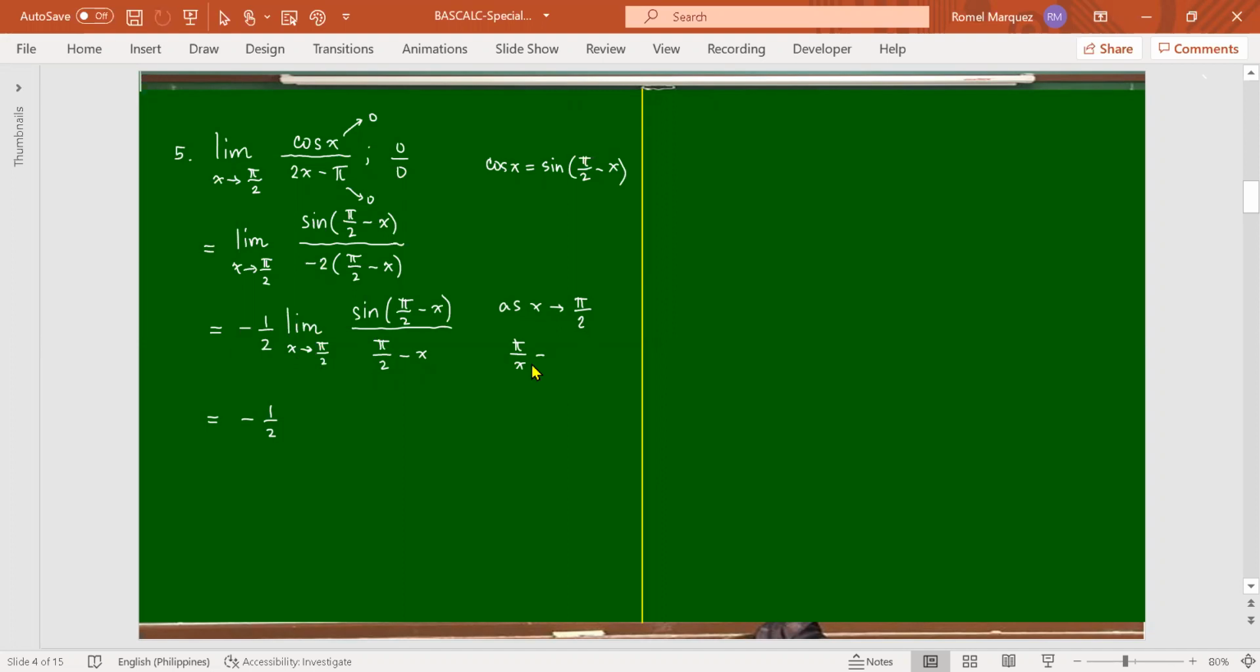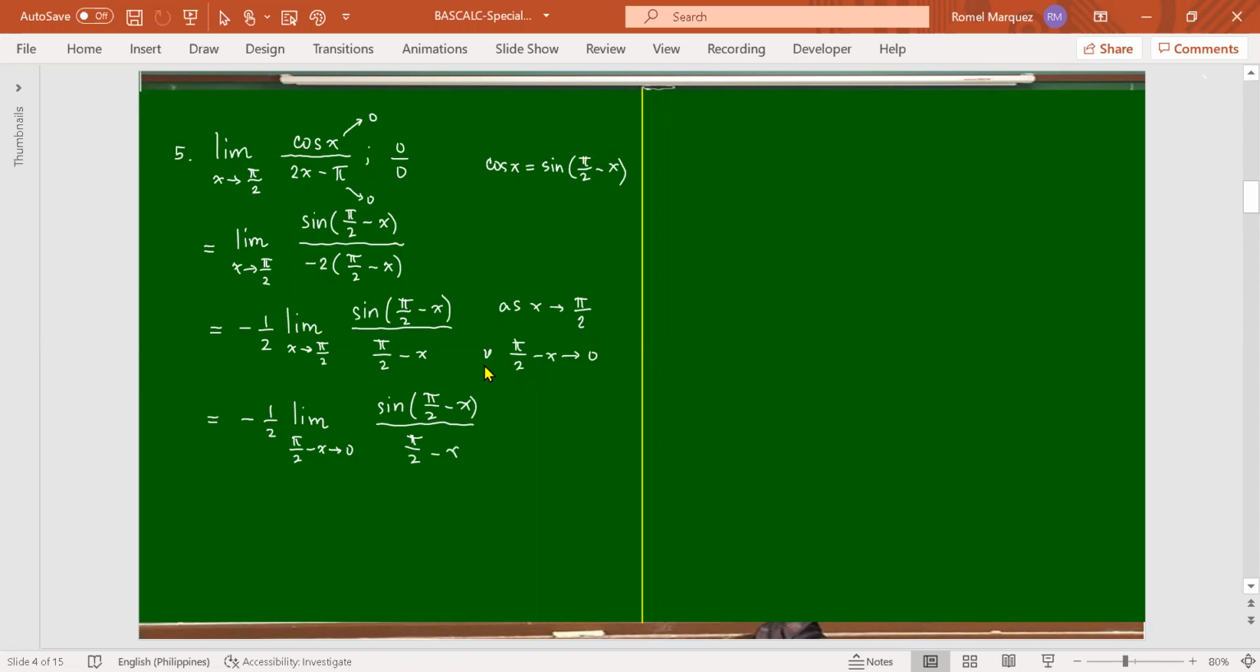What is the behavior of pi over 2 minus x? Approaching 0, right? Yes, po. So I can say that this is equal to this limit as pi over 2 minus x approaches 0 of sine of pi over 2 minus x all over pi over 2 minus x.